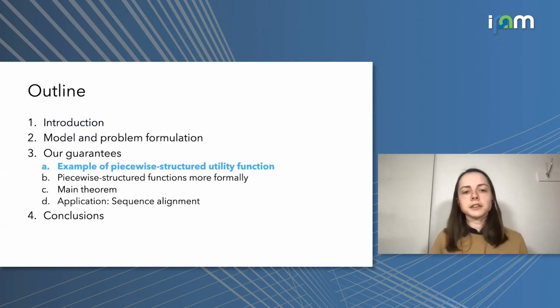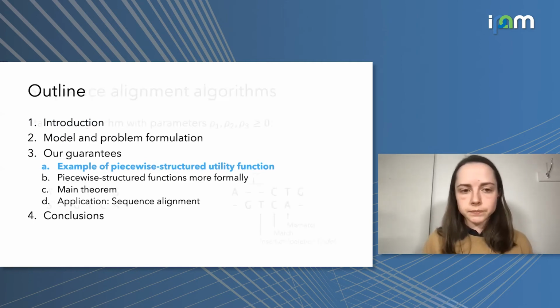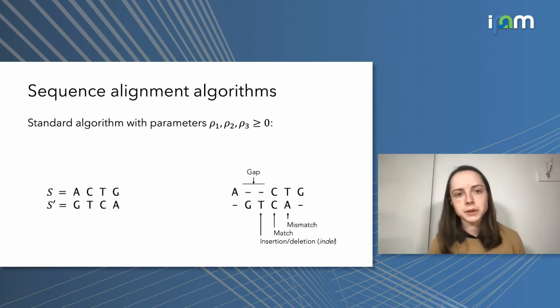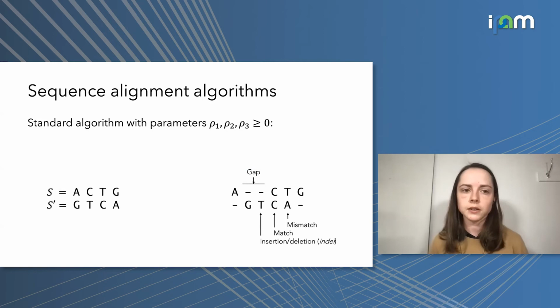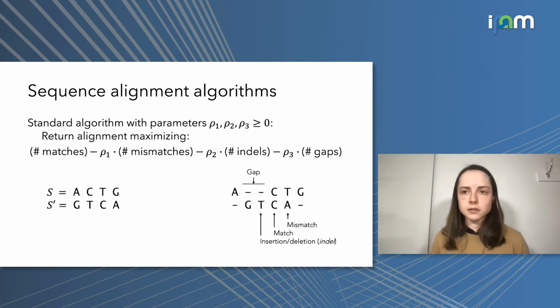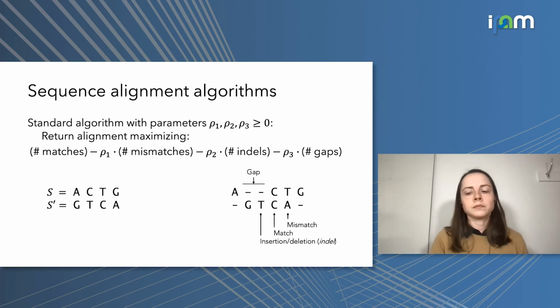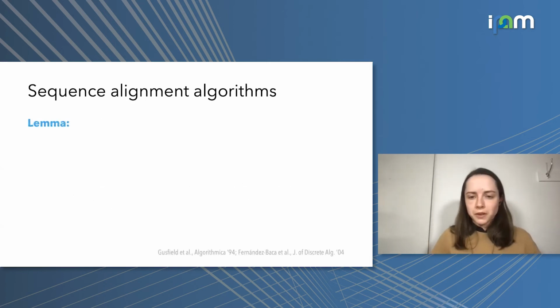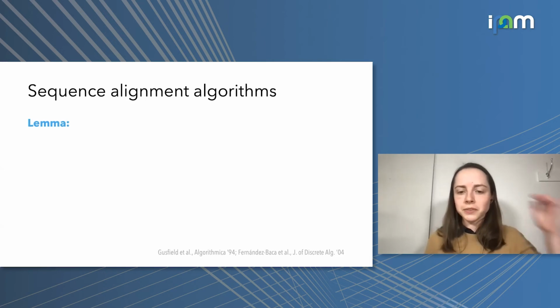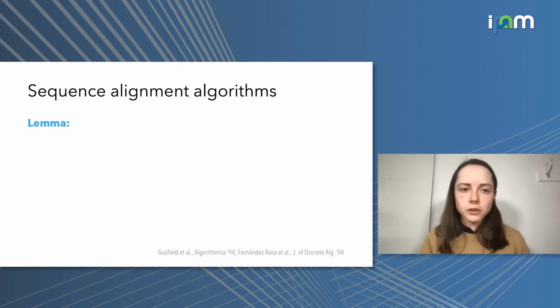Okay, so I told you that our guarantees hold whenever the algorithm's performance is a piecewise structured function of its parameters. So let me give you an example of this. Let's remember the sequence alignment algorithm I mentioned earlier on. It's defined by these three tunable parameters, and it returns this alignment, which maximizes this parameterized objective function. So back over two decades ago, Gusfield et al. proved a really helpful lemma.